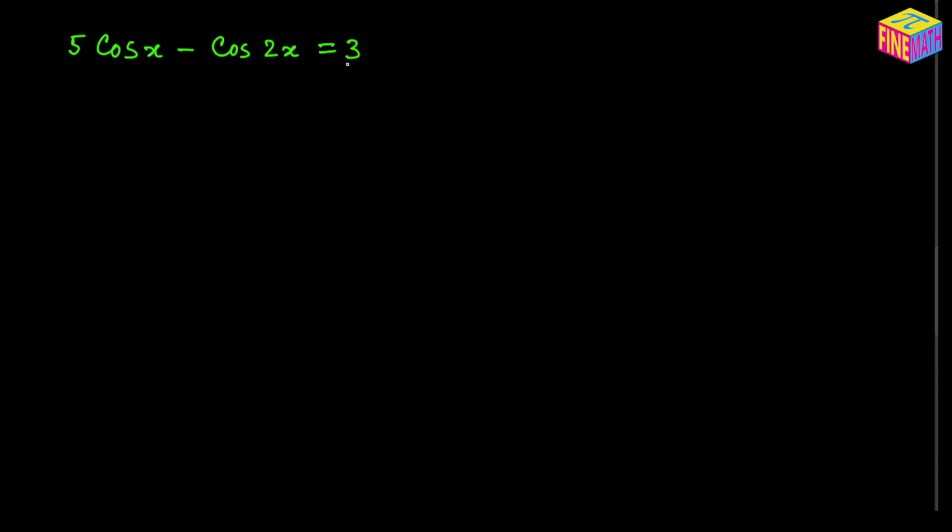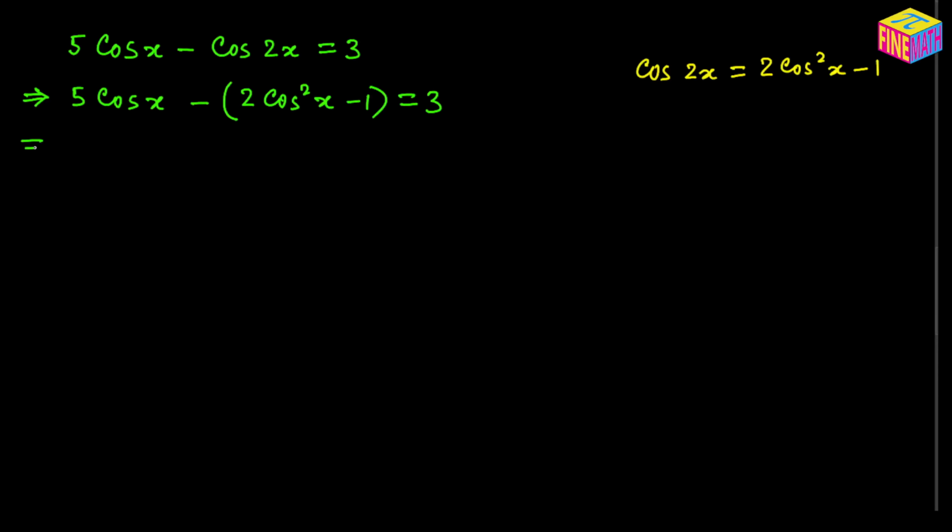Using the same concept as in the previous example, let's try to convert cosine of 2 times x into a function of cosine of x. We know that cosine of 2 times x is equal to 2 times cosine square of x minus 1. So let's use that identity. Here we have 5 times cosine of x, we are going to keep that as is, minus cosine of 2x, which I am going to write as 2 times cosine square of x minus 1, is equal to 3.